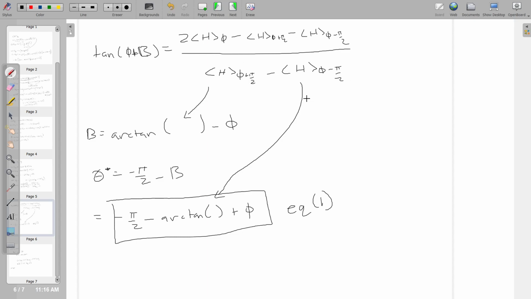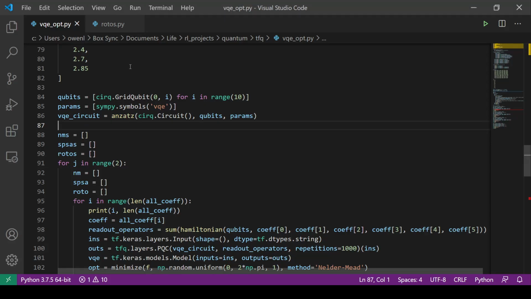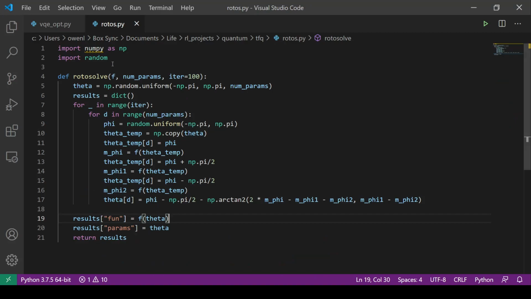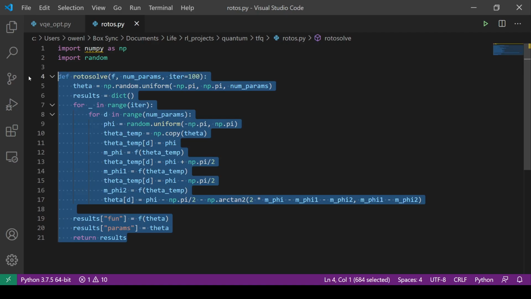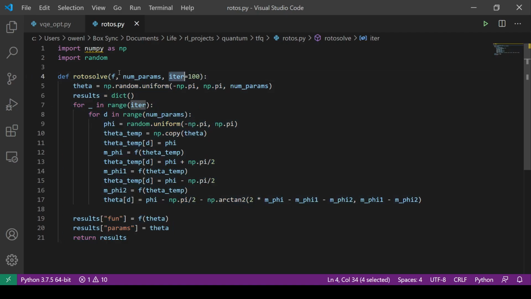Note that this term is here. So if we go and look at the code for this, we can see all of that work was done in just 15 lines of code. So we have Rotosolve. We have this function which generates the estimation of the expectation value of the operator. We have a number of parameters and a number of iterations. So we initialize the theta. We go through for every iteration. We create a random phi.